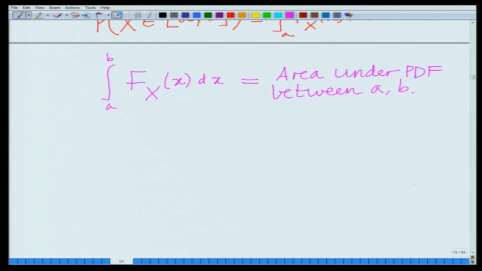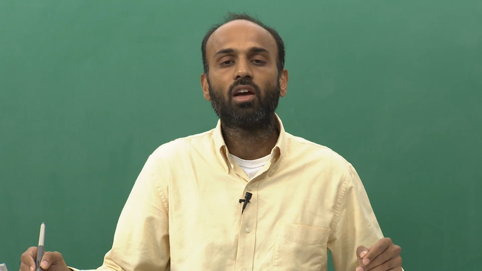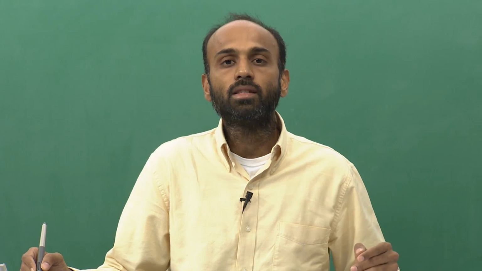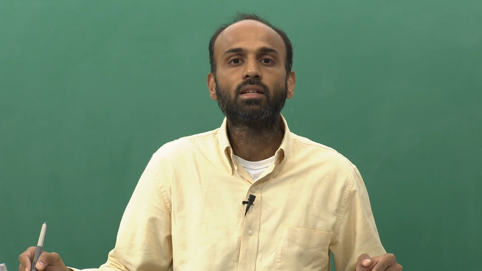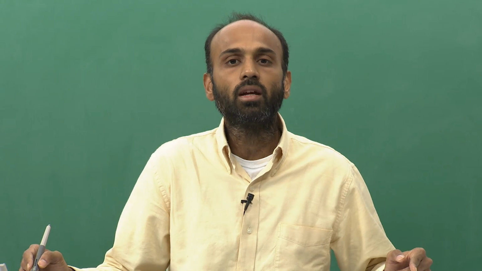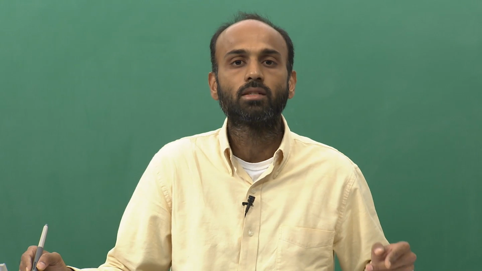Naturally, it follows from the above result that if we consider integral minus infinity to infinity f of x dx, that must be equal to 1. If I consider the integral between the limits minus infinity to infinity of f of x dx, where f of x is the probability density function, this integral over the entire set of real numbers must be 1, because the entire set of real numbers is the sample space for this random variable. Therefore, the probability that it takes any value from the sample space must be 1. The total probability that it takes any value from the sample space must be equal to 1.